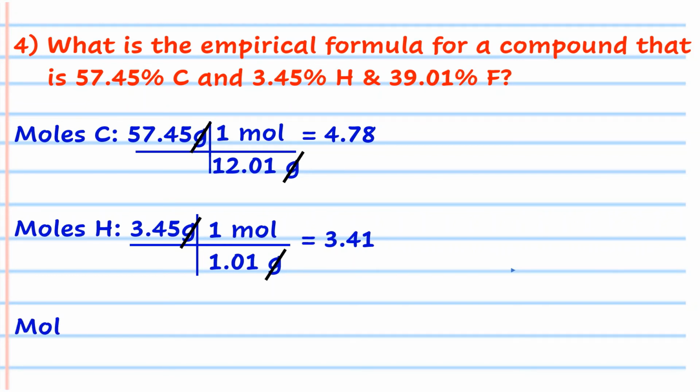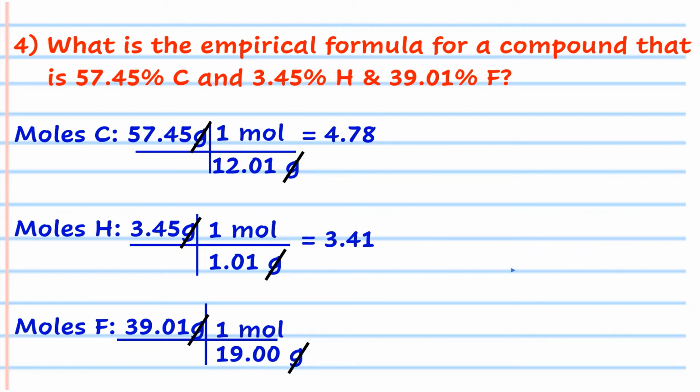For the fluorine, we're going to change 39.01% to 39.01 grams. We need to convert from grams to moles using our conversion factor, where the molar mass of fluorine, 19.00 grams, goes in the denominator, 1 mole in the numerator. We multiply across the top, divide by the bottom, so 39.01 divided by 19 is going to be 2.05 moles.